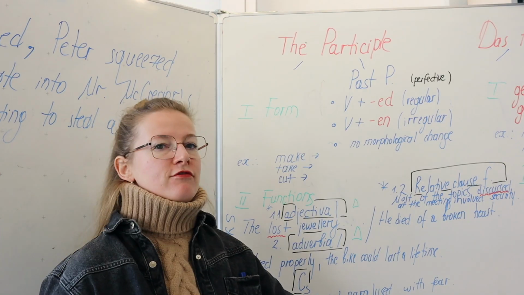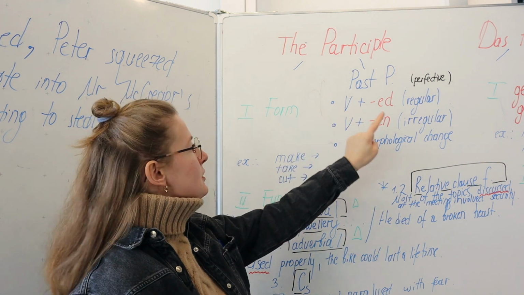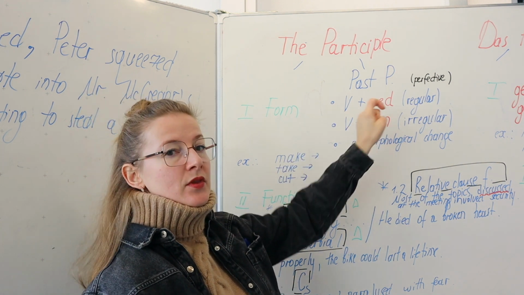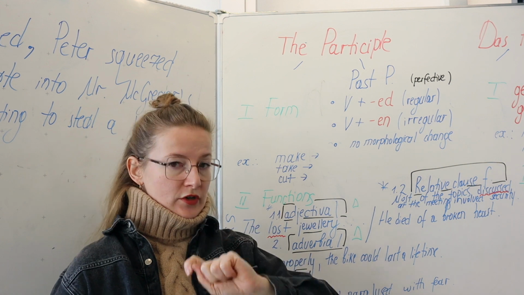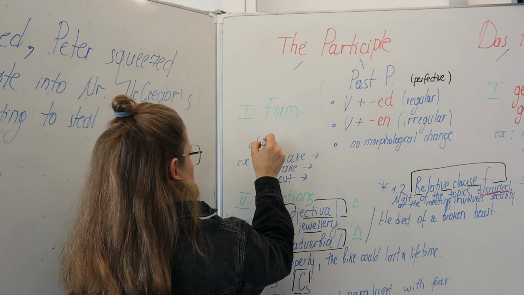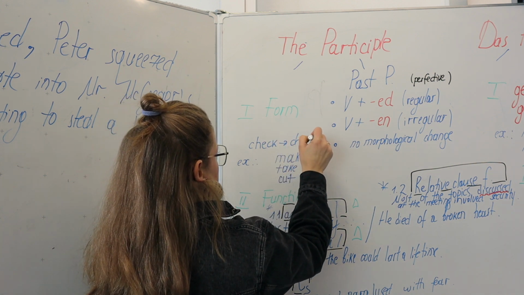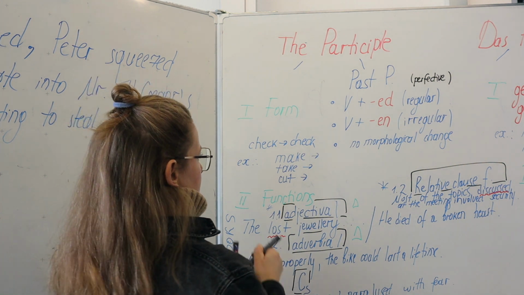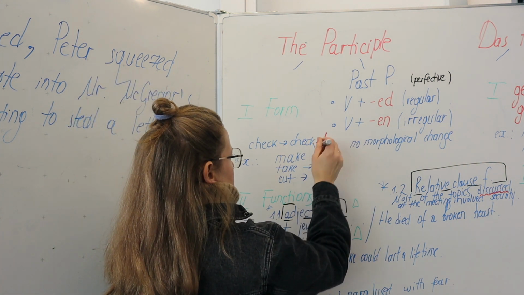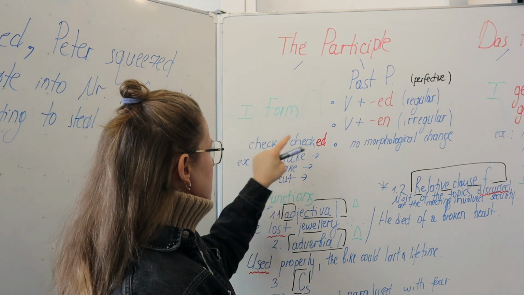Okay? How can we form the past participle in English? We need the verb, then we add the suffix -ed, and this only applies to regular verbs. For example, if we take the verb to check, we need the stem and we add the suffix -ed, and then we have checked. Okay, so to check, checked.